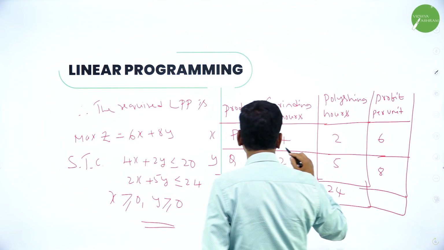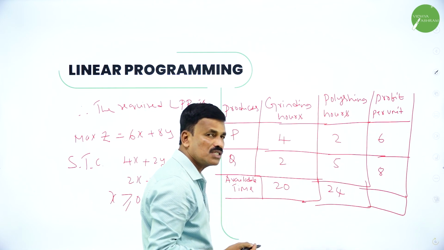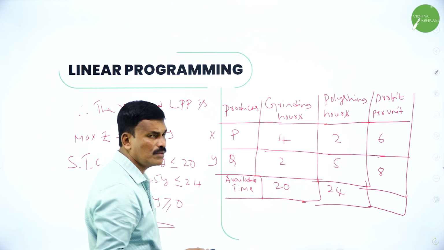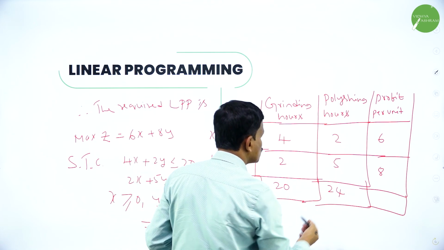Similarly, the polishing hours for P is 2 hours, for Q it is 5 hours, and the profit per unit of P is ₹6 and for Q it is ₹8. The maximum time available for grinding is 20 hours and that for polishing is 24 hours.